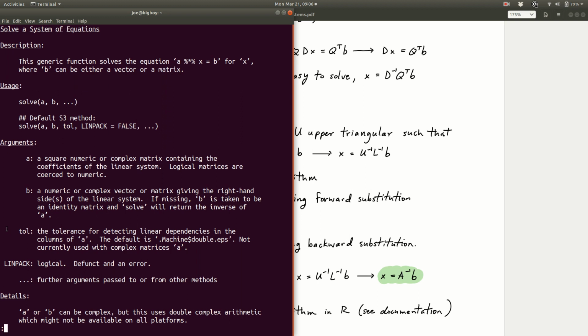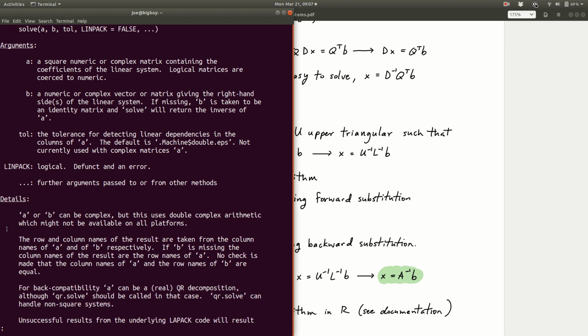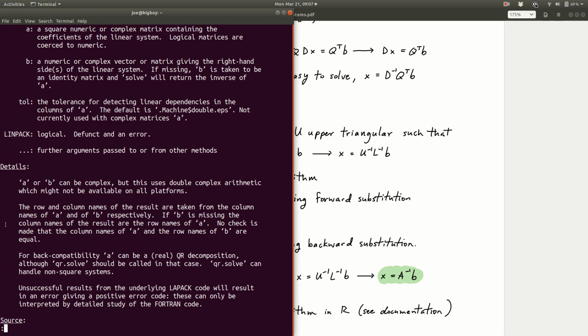Tol is the tolerance for detecting linear dependencies in the columns of A. This is important. We talked about floating point numbers last time. Sometimes it'll happen that even if A is mathematically, theoretically, a non-singular matrix, when you start to do the LU decomposition, you run into a situation where it becomes numerically singular, meaning that you get a floating point number that's equal to 0, even though the real actual number is not 0. Skip this, this is defunct. And the details.